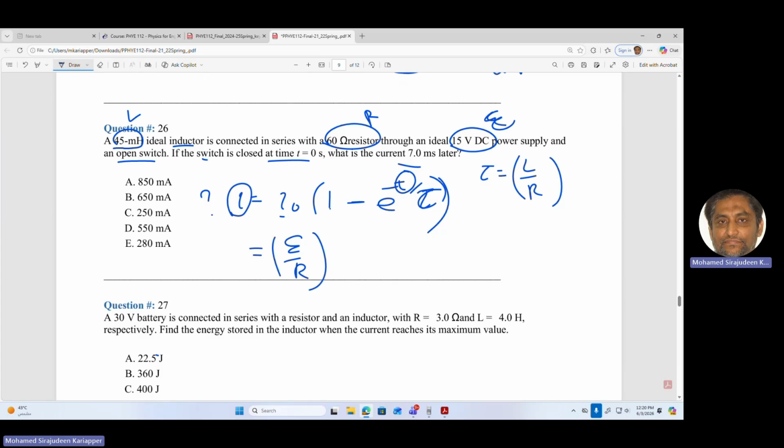At the end, the I maximum will be E over R, because the inductor becomes like a superconductor, no resistance at all. So the only resistance is the resistance of the resistor. So eventually the current will be like this, which we know. T is given, we will substitute later, divide by tau. Tau is also given, L and R are given. Let's substitute now. Take the calculator.